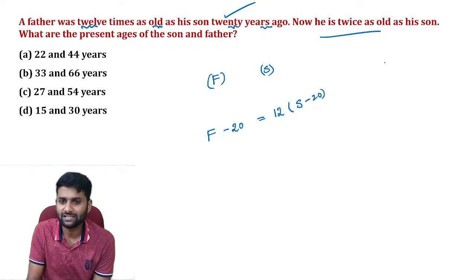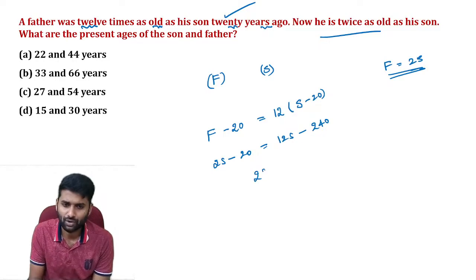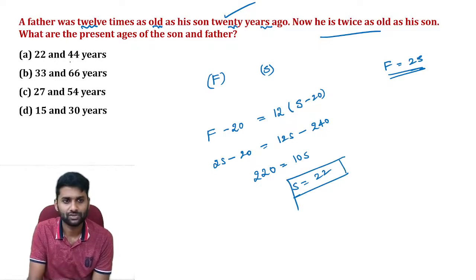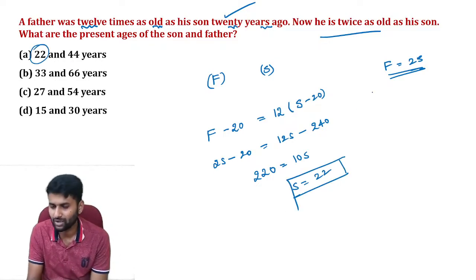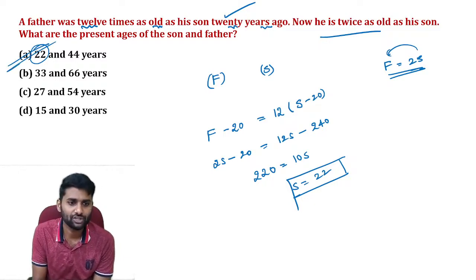Now, the present age of the father is equal to twice the son. So, F is equal to 2S. So, 2S minus 20 is equal to 12S minus 240. For the calculation, 220 is equal to 10S. Now, the son's present age is 22. So, you can see this information. According to the data, the father is twice the son. So, the suitable answer is 22 and 44.